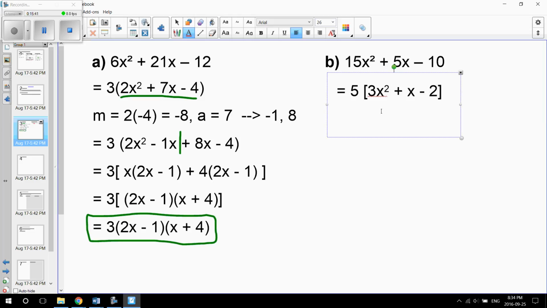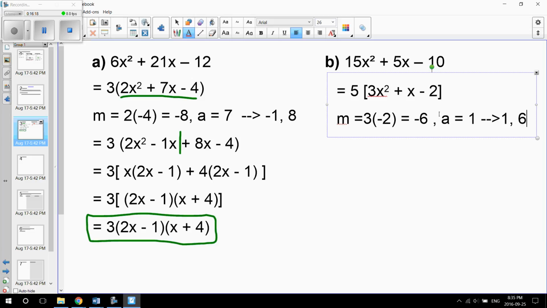Then we need to come up with our multiply value and our add value. So we have 3 times a negative 2 for our multiply value. So we know that our multiply value is a negative 6. And our add value is the middle term, which in this case is just a 1. So we need two numbers that multiply to a negative 6, but add to a 1. So hopefully you are getting better at being able to pick out these numbers quicker. So 1 times 6 gives us 6. And we need to add to a 1.